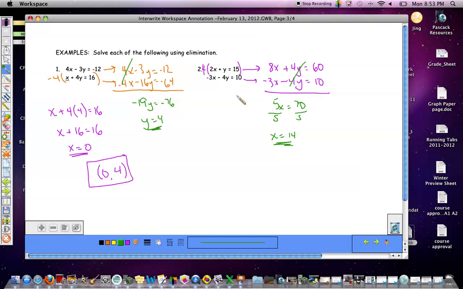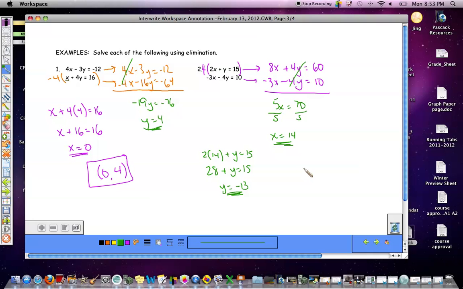Okay, I'm going to take this 14, plug it into the top equation. Doesn't matter which equation you plug it into, but I'm going to plug it into the top because we just have a 1y here we're solving for, which will make it easier. Okay, so we have 2 times 14 plus y equals 15. 2 times 14 is 28. So 28 plus y equals 15. Subtract 28, we get y being negative 13.